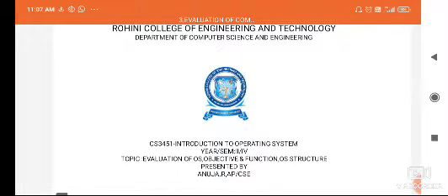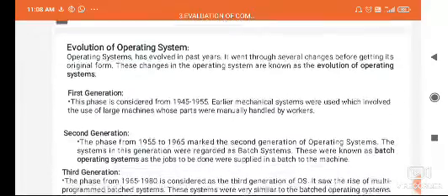CS 3451 Introduction to Operating Systems, second year, fourth semester. The topic is Evolution of Operating Systems, Objectives and Functions, and Operating System Structure, presented by Anuja, APCSC, Rohini College of Engineering and Technology.